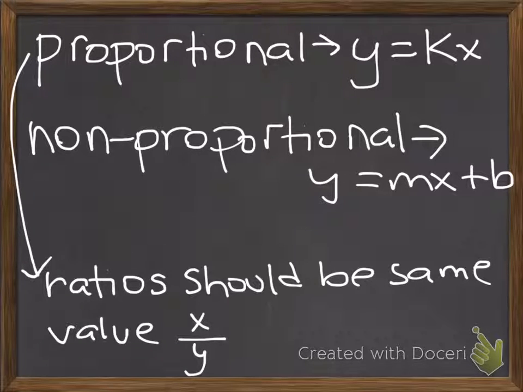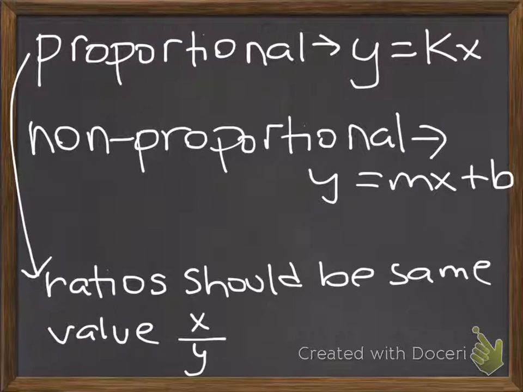The first form, when you have a proportional relationship, is what we already learned this chapter, which is called direct variation, and it's in the form y equals kx. Then you have a non-proportional relationship, which would be written as y equals mx plus b, and that would also be called slope-intercept form.